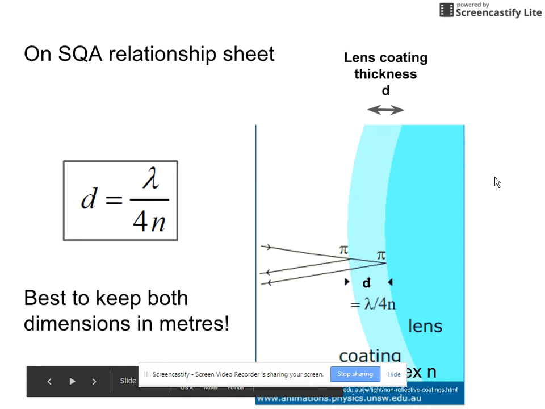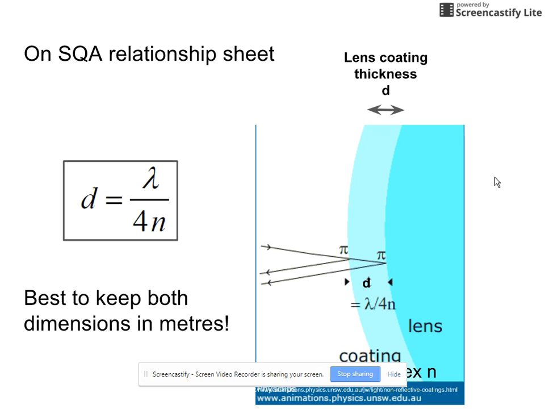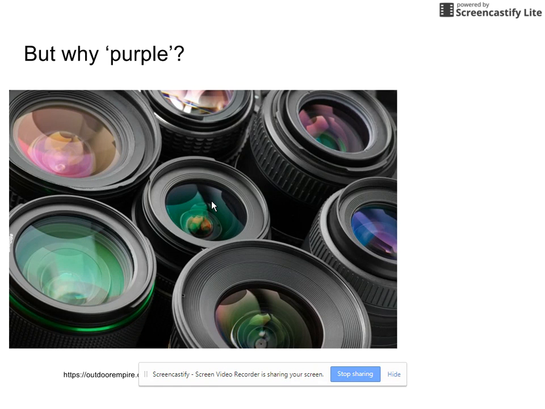Okay, so that's an equation which is given by the SQA, but it's only one situation. It's just for lens coatings. Still hasn't answered the question why we get purple when you look at a high quality lens, and you actually see this on mobile phone lenses now, the quality is so much better. Why does it appear purple?